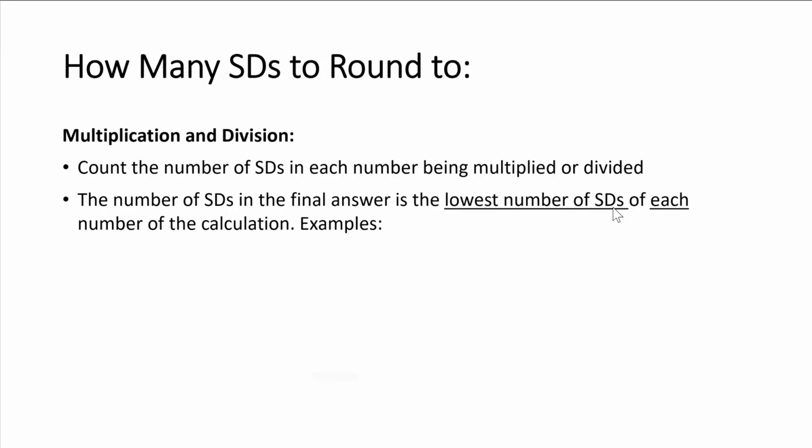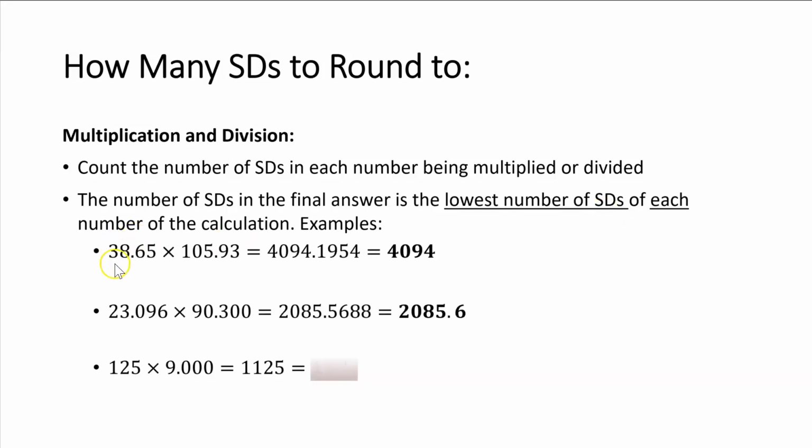What do we mean by this? Let's take this first example. 38.65 times 105.93 equals 4,094.1954. And I'm saying we should round this to only 4,094. Why? Well, we count the significant digits in the 38.65. 1, 2, 3, 4 significant digits.